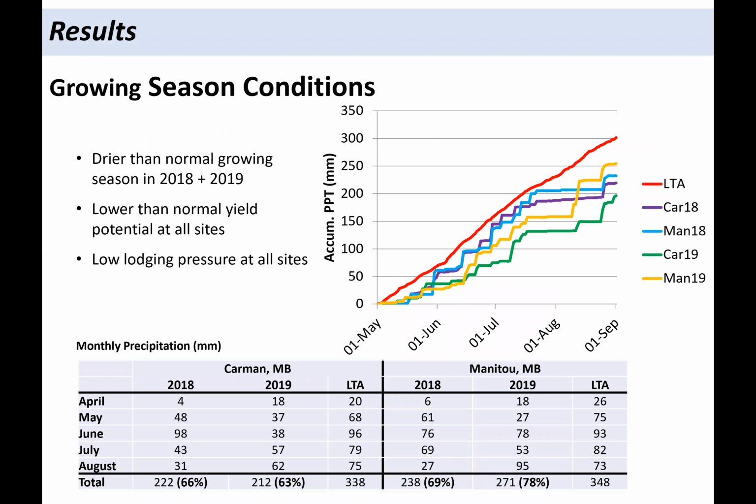Looking at the growing seasons, I need to comment that in Manitoba in 2018 and 2019, we were drier than normal. You can see this red line in this graph is the long-term average, and all 4 of my site years were well below that during the growing season, particularly in this middle to late July period, which was really where you see the most lodging risk. So because of that, we did have low lodging pressure at all sites. And we had lower than normal yield potential at those 4 sites as well.